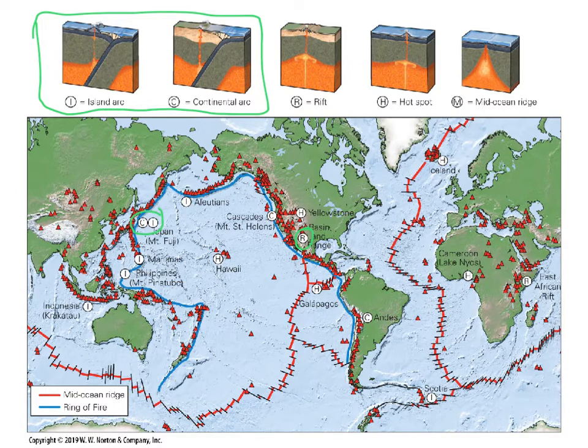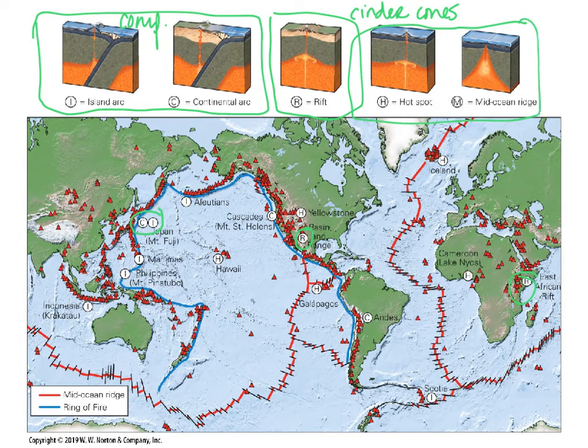Those rifts tend to make cinder cones, smaller volcanoes, although you can get really big ones, big shield volcanoes, like you get in the East African Rift over here. Continental and island arcs tend to make composite volcanoes. I'm just going to abbreviate that, comp. And mid-ocean ridges and hotspots, those tend to make shield volcanoes.